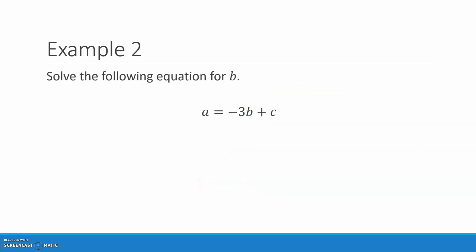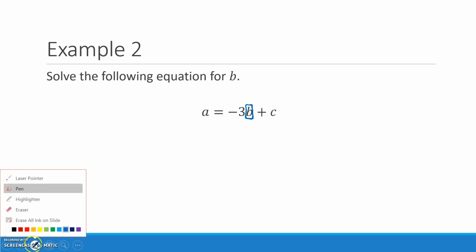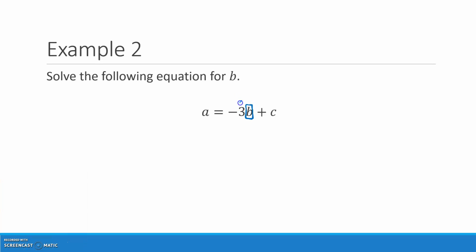All right. Solve the following equation for b. So I'm going to put a box around the variable I'm solving for. And then I'm going to look and see what I have. I have a negative 3 times b, or I have b plus c. So I'm going to take care of this plus c first, and I'm going to subtract it from both sides.